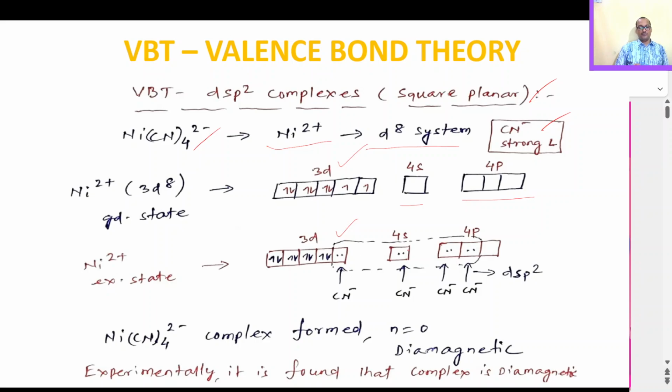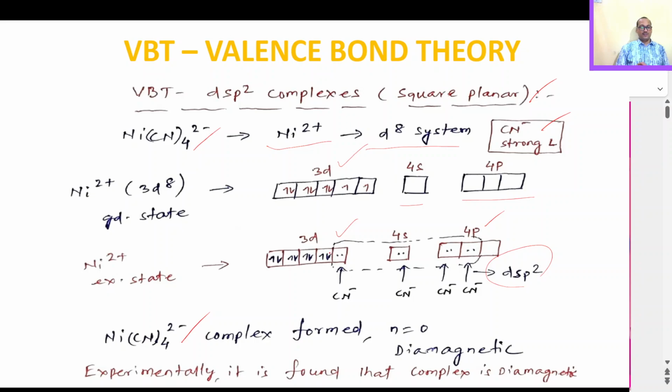So one d orbital, one 4s orbital, and two of the 4p orbitals will undergo intermixing, giving rise to dsp2 hybrid orbitals. These dsp2 hybrid orbitals are degenerate. We have 4 CN- ligands, so they will donate their pair of electrons to the 4 vacant dsp2 hybrid orbitals, forming the complex [Ni(CN)4]2-.